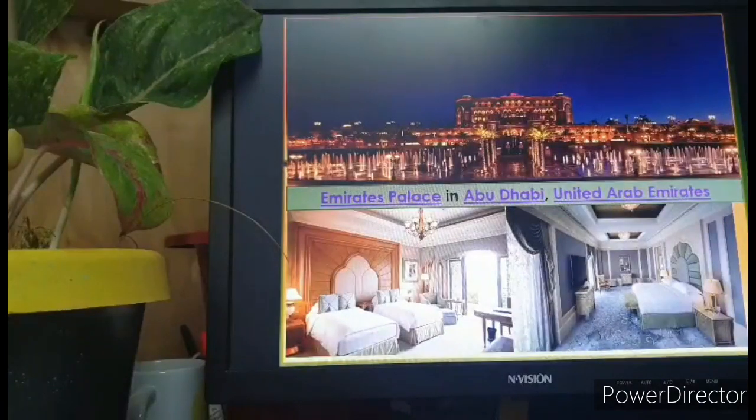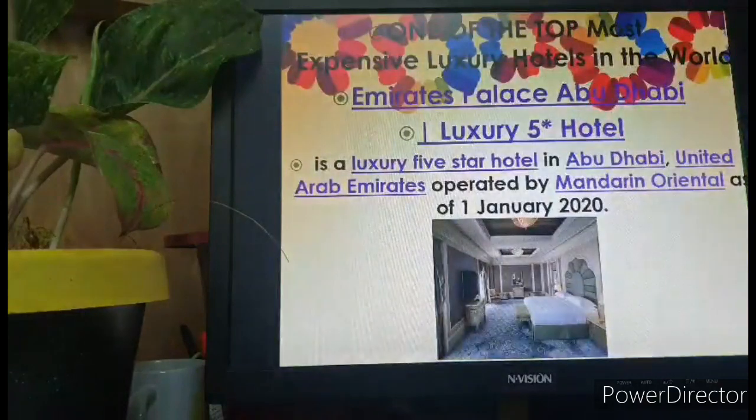Of course, the Emirates Palace in Abu Dhabi, UAE. One of the top most expensive luxury hotels in the world is the Emirates Palace, a luxury 5-star hotel in Abu Dhabi, operated by Mandarin Oriental as of January 1, 2020. So don't forget that one.